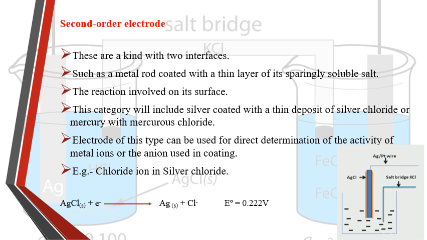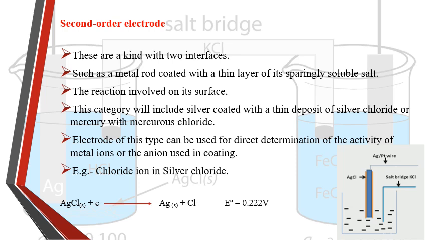Second order electrode or electrode of the second kind. They are composed of metal wires coated with salt precipitate. These electrodes are used to measure activity of ions in a solution, particularly in complexometric titration. The electrodes respond to changes in the ionic activity through the formation of complex.